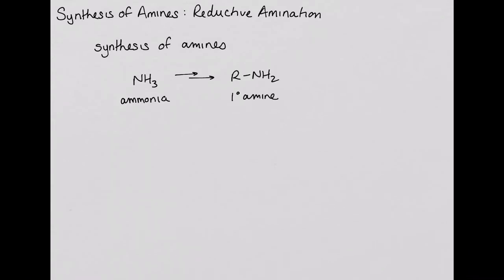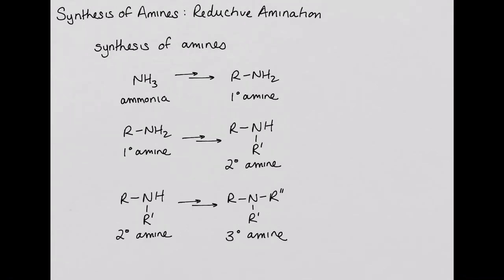We can make a secondary amine by adding an R group to a primary amine. And finally, we can make a tertiary amine by adding an R group to a secondary amine. Typically, it's this kind of process that is meant when people talk about the synthesis of amines.